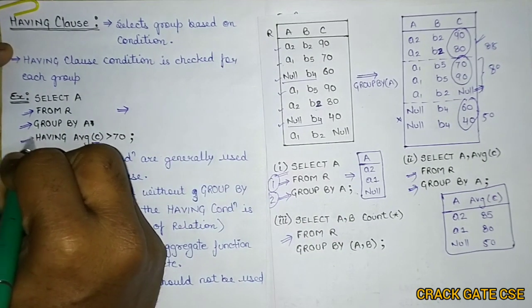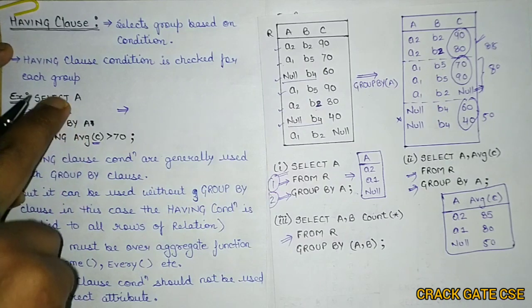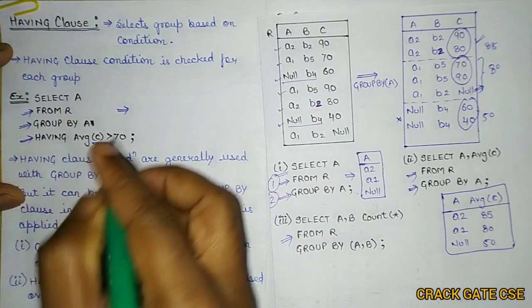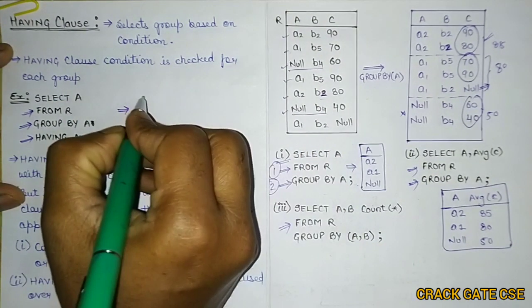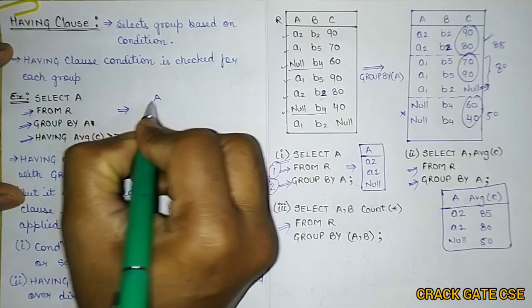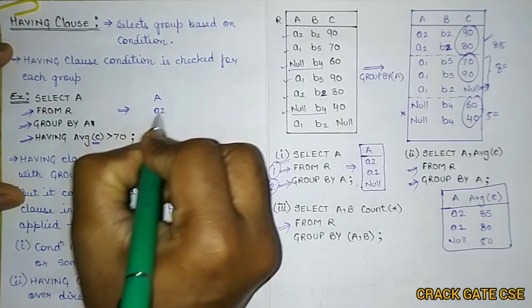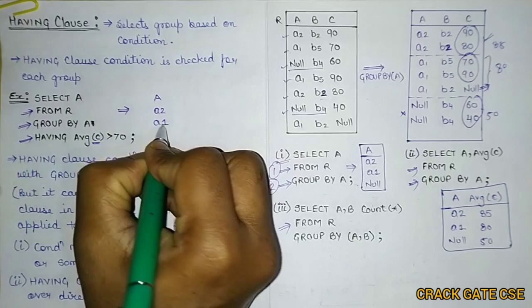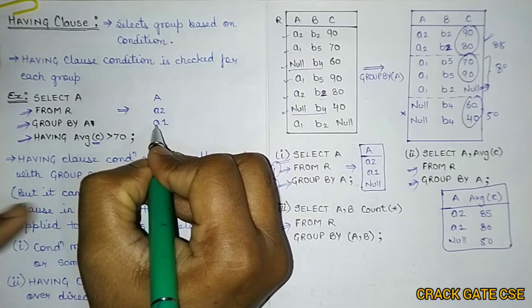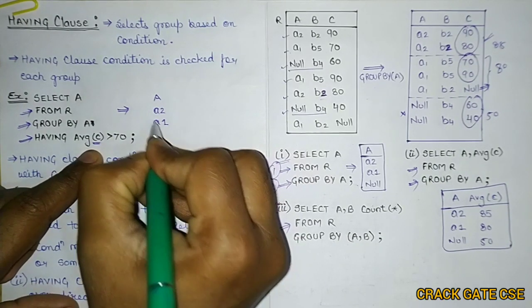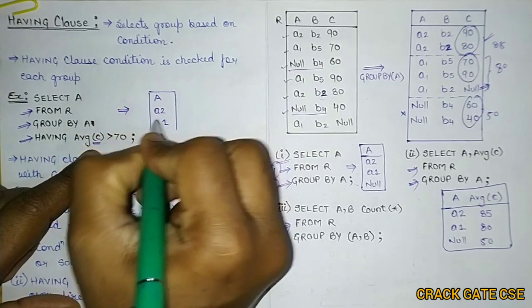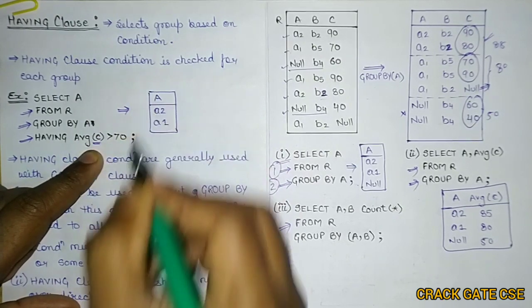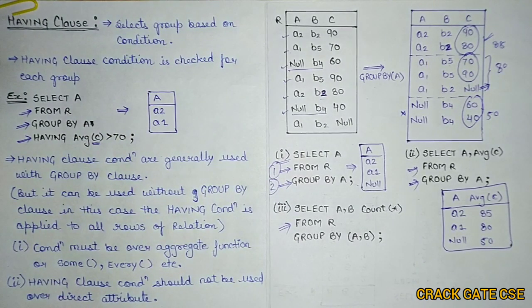After completing this particular condition, we go on to select. What will be in the select is A, and the values will be A2 and A1, because null has not satisfied the condition of average C greater than 70. So this will be the output of this particular query. I hope you got this particular example.